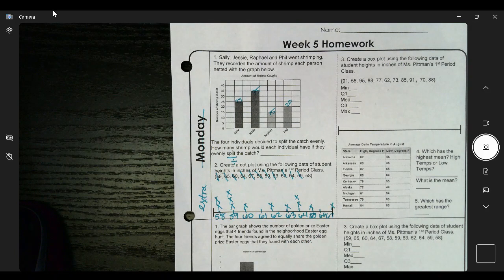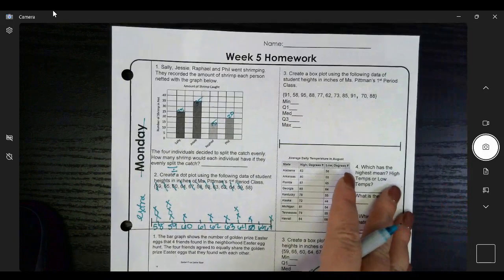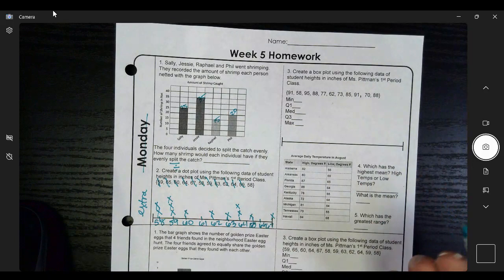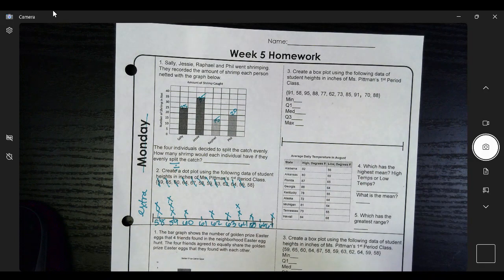So that's where your dot plot, so instead of X's, you could have used dots, but that's what it should look like for you. Okay. All right, moving on to number three, we have create a box plot using the following data of the student height. So we're going to take this information and we're going to put it into a box plot.